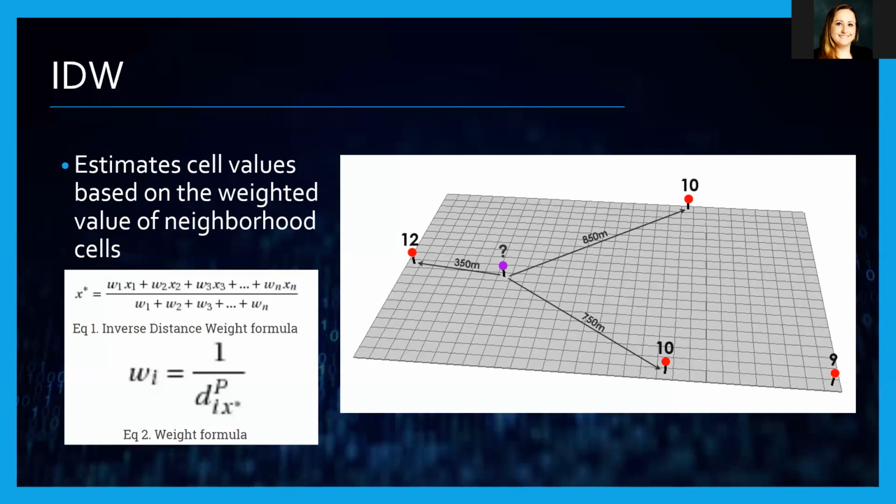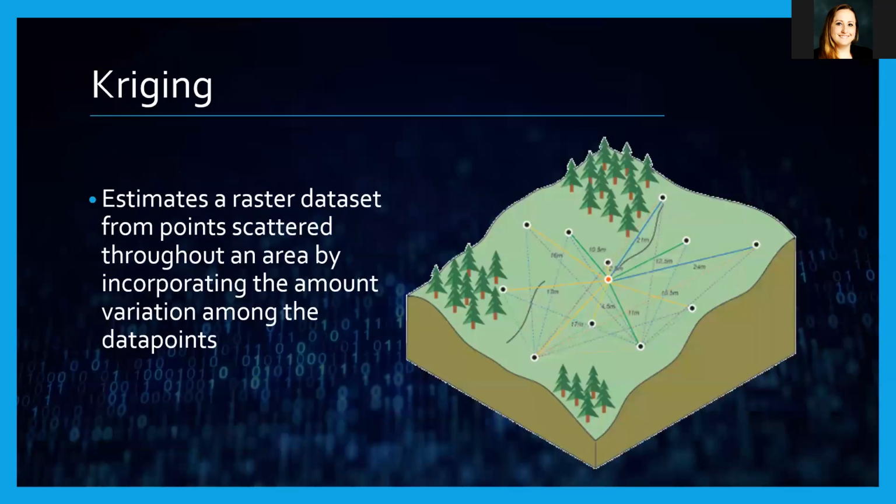Although IDW is based on spatial autocorrelation, it does not actually factor that into the calculation. That's where kriging comes in. Kriging is more advanced than IDW and calculates the cell values based on the z-values of the points spread across the area. It's an advanced geostatistical procedure that generates a data set that is estimated from points scattered throughout an area, which include the z-cells, which represent the variation among the data in order to mathematically take the spatial autocorrelation into account.